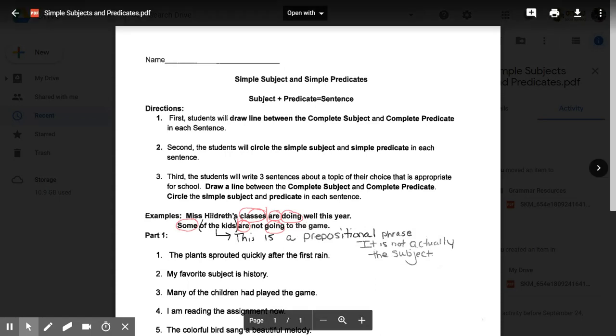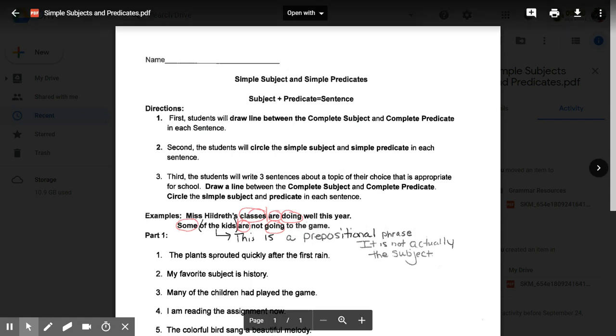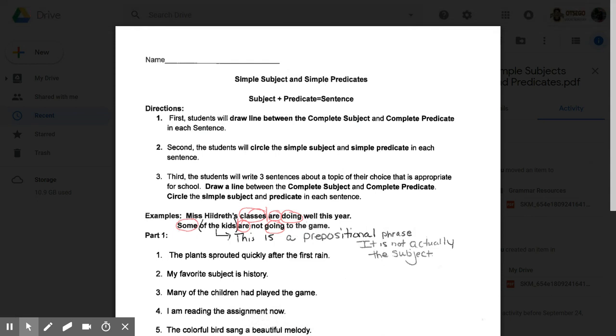All right. Now, here's the tricky part. This is where I screwed up on the first worksheet. So if you're in first period or third period, please pay attention to this if you're watching the video. Okay, so the sentence reads, some of the kids are not going to the game. All right, now if you look, I drew a line between some of the kids and are not going to the game because kids is where the subject starts, are is where the predicate begins because that's our first verb.